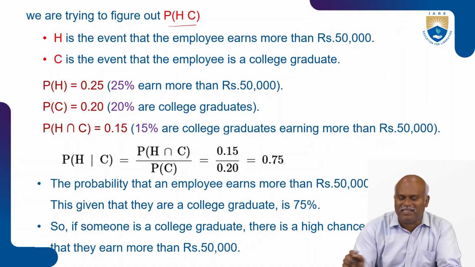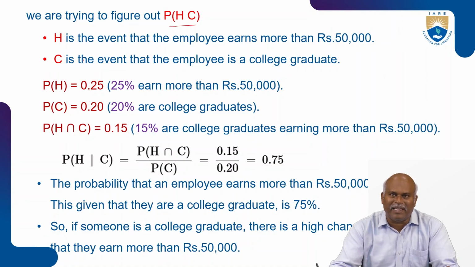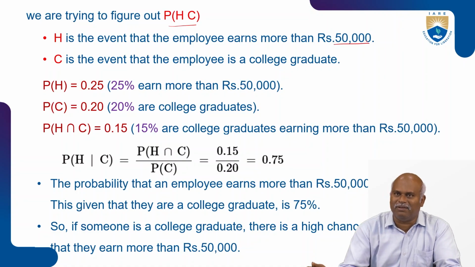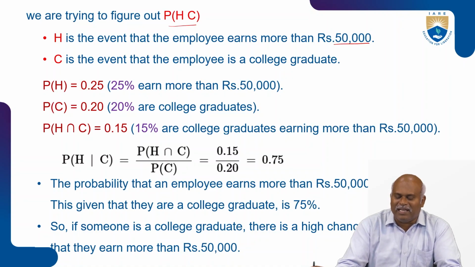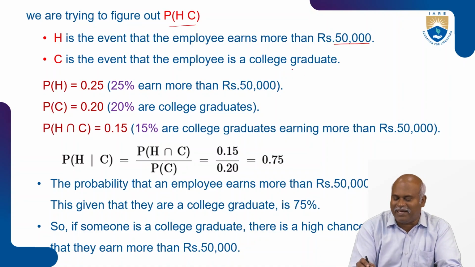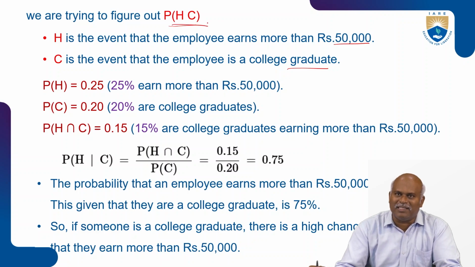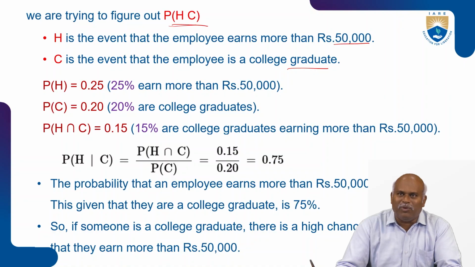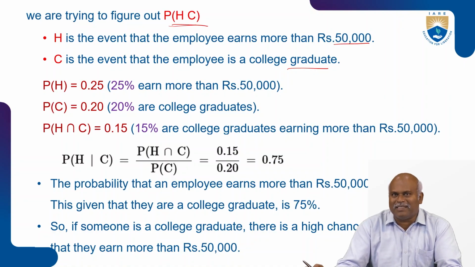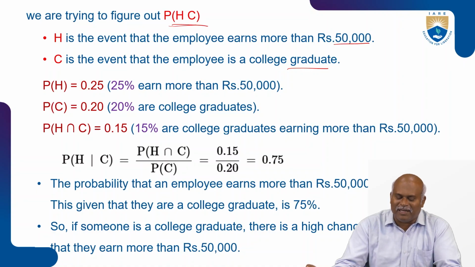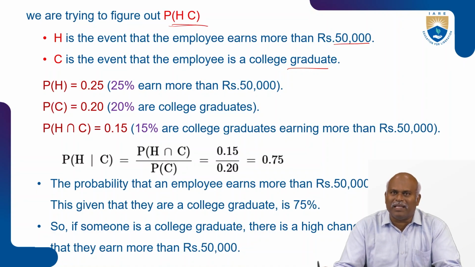We are trying to figure out P(H|C). H is the event that the employee earns more than 50,000. C is the event that the employee is a college graduate. Two events I take: one is H and the other is C. H is an employee with a salary of more than 50,000, and C is the event that the employee is college graduated.